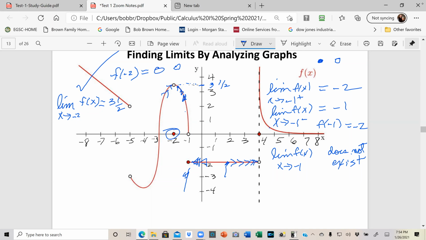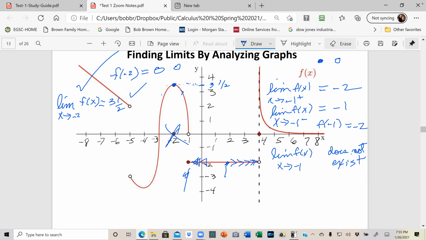So this tells you that the value of the function at that point does not have to be the limit as x approaches -2. We saw that the limit is 3.5, but the value of the function is 0. Now, if I decided to change this graph and said, forget about that, we're going to fill this in. Now the function at -2 is equal to 3.5.